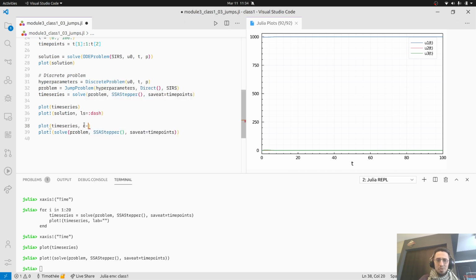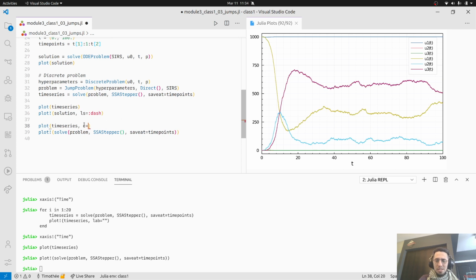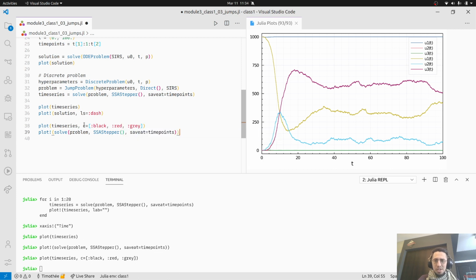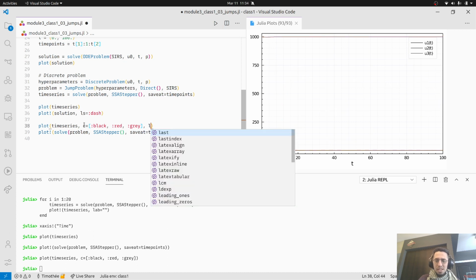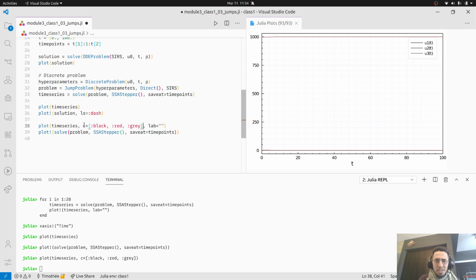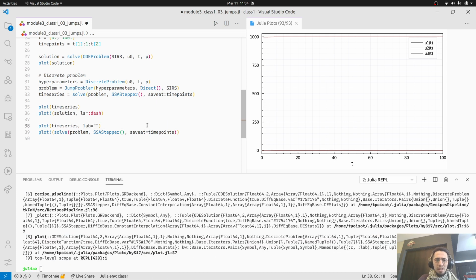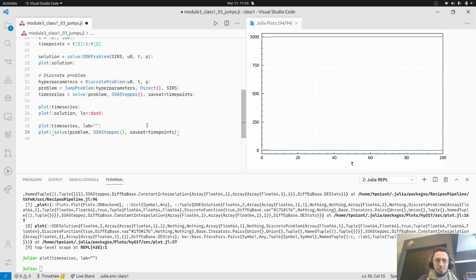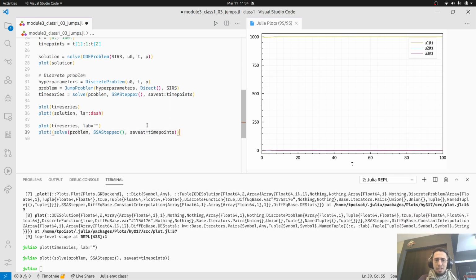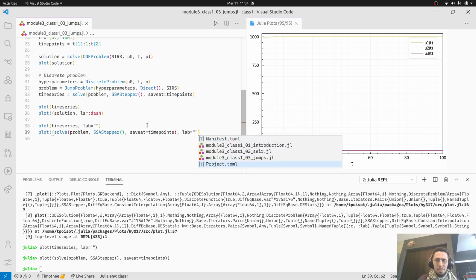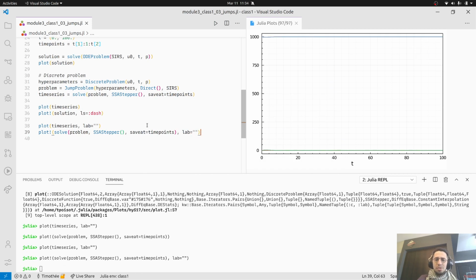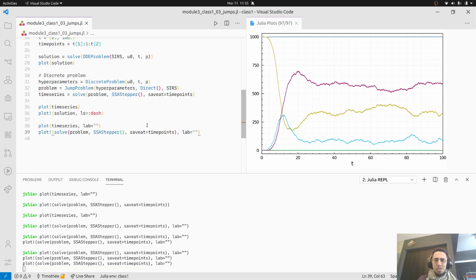So we're just going to do. Let me just check. It's black, red, and gray. Does that work? Yes, it does. No, it doesn't. It's a tuple. Who cares? And then no label. So I'm just going to draw a number of simulations on top of that.